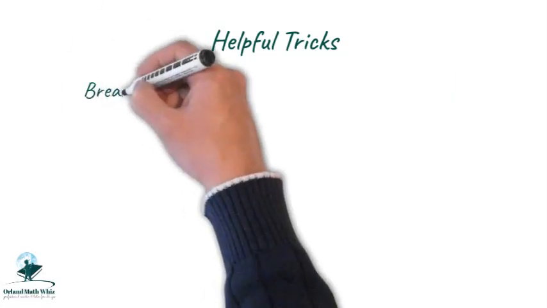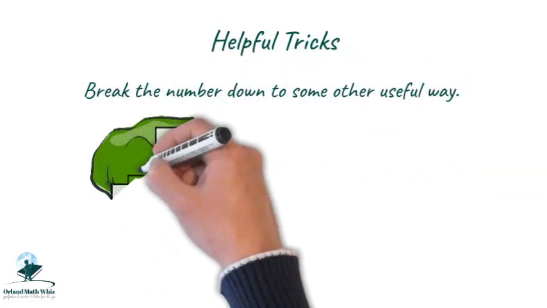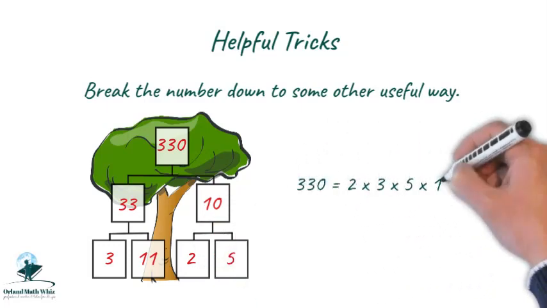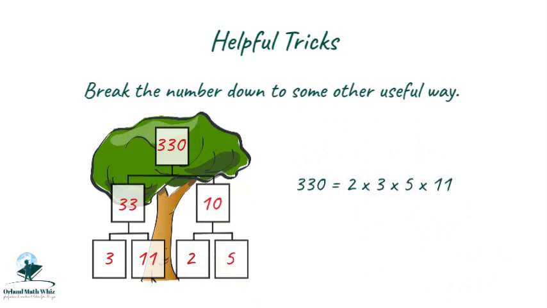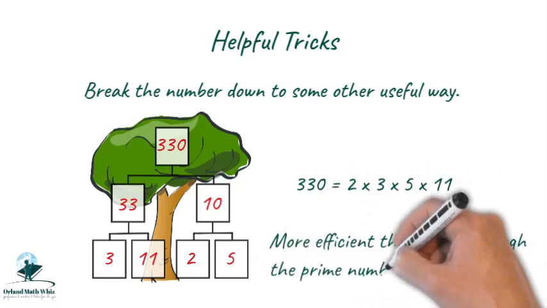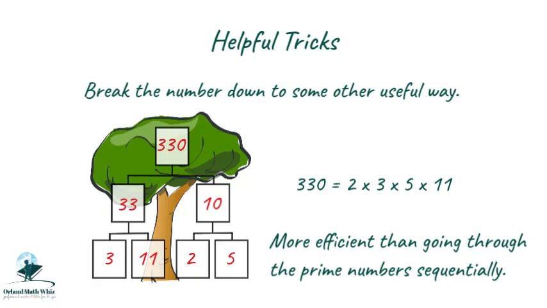Another trick you may apply is not starting with 2 at all and use other factors that are more useful. You may break down 330 as 33 times 10. Then, you can prime factorize the rest as follows. 33 is 3 times 11, and 10 is 2 times 5. This gets you to the same answer. This is very helpful in making the prime factorization more efficient than going through the prime numbers sequentially.